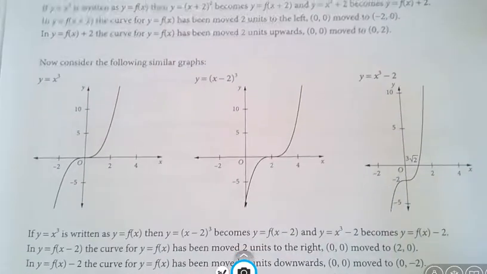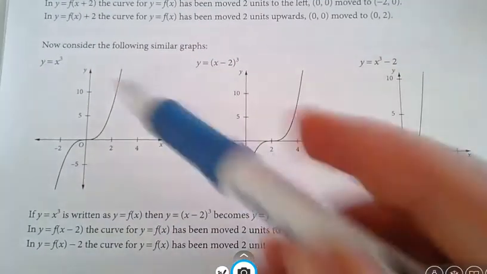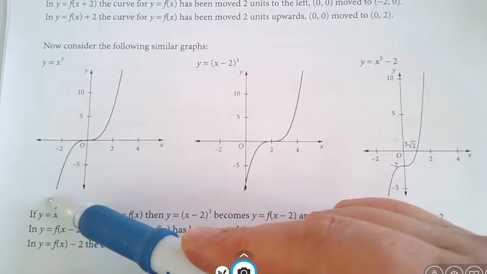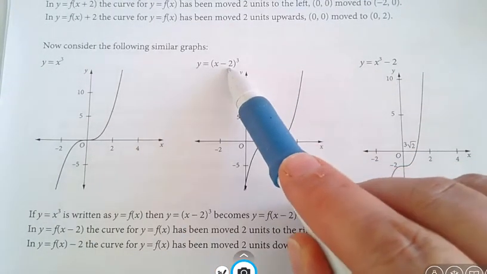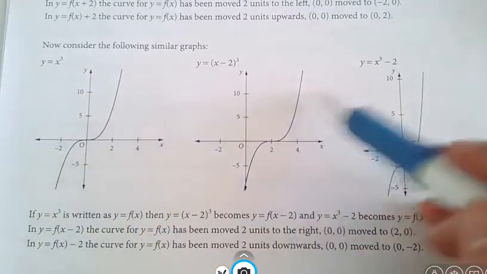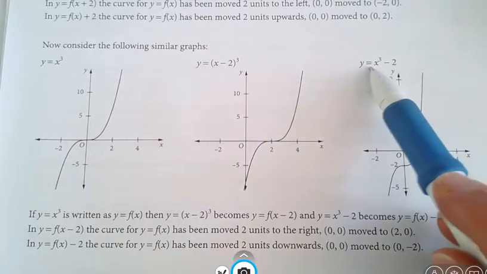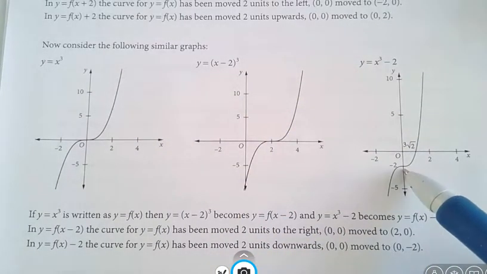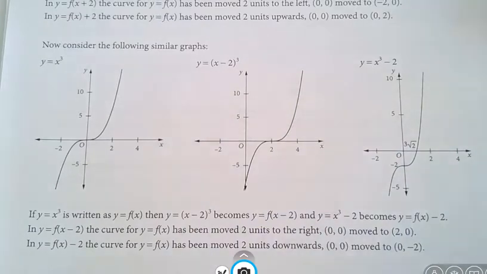Again, similar thing for cubic graph. Remember, we have to also do some other types of graphs. So we've got y equals x cubed. This was preliminary. This is shifted 2 units to the right, preliminary. Same graph, shifted 2 units to the right. This is x cubed, shifted 2 units down. Okay? We looked at this in prelim.